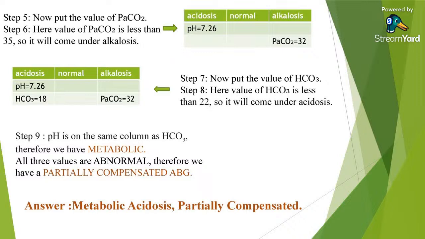Now we will check the value of bicarbonates. It is 18 and it is less than 22, so it will come under the grid acidosis. So pH is in the same column as bicarbonates. Therefore, we have metabolic. All three values are abnormal. Therefore, we have a partially compensated ABG. So the result for this example is metabolic acidosis, partially compensated.